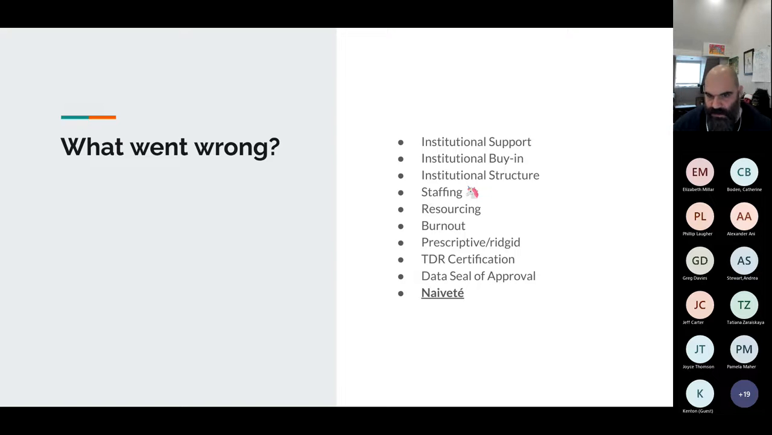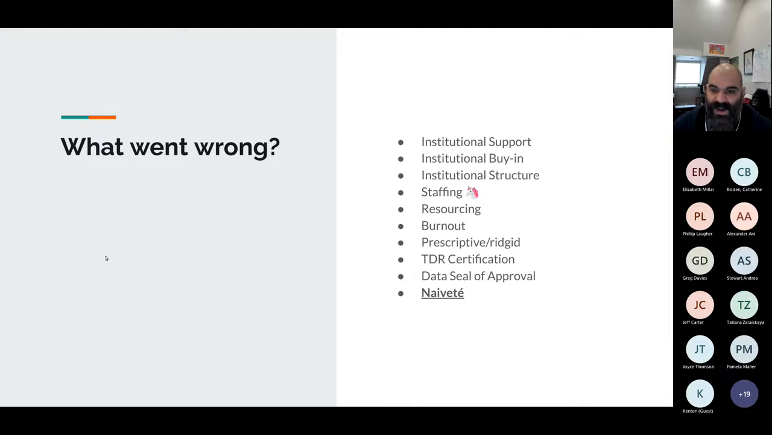And then just some thoughts about the TDR certification. Is it really worth it for us? For some institutions, it really makes sense. For us, does that outlay of money make sense? Can we actually do it? We looked at a number of other possibilities besides the TDR certification. There was the old Data Seal of Approval, which went away in 2019, or it evolved into something else. I don't remember quite off the top of my head.